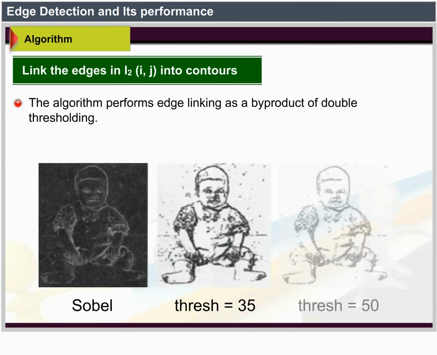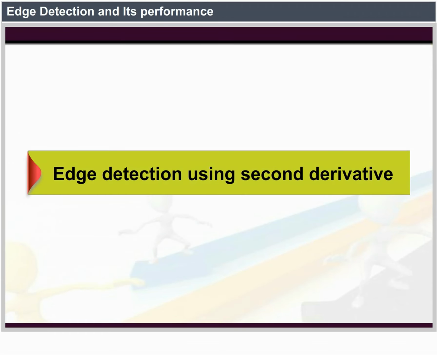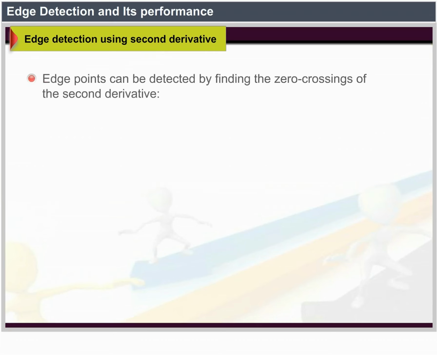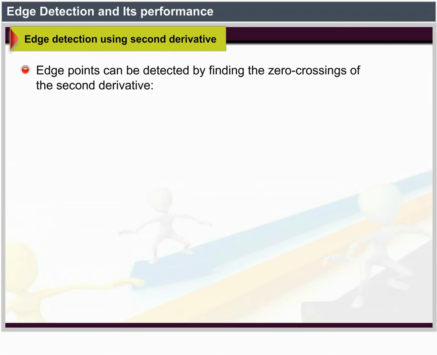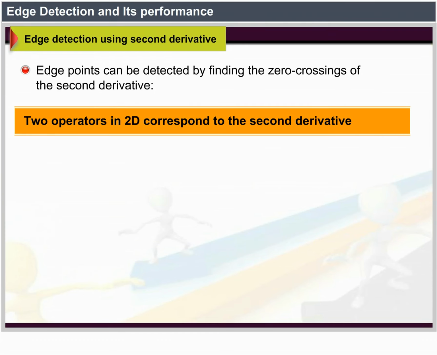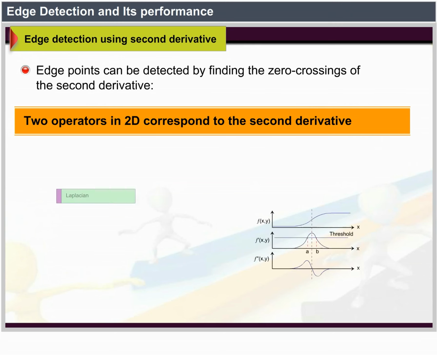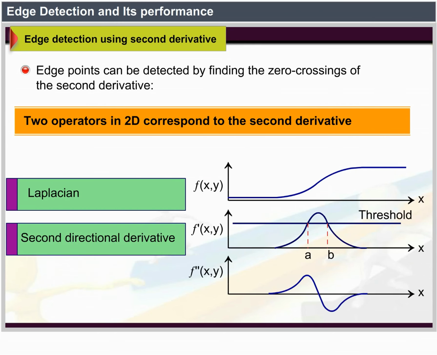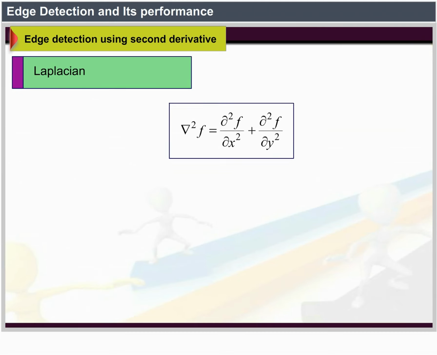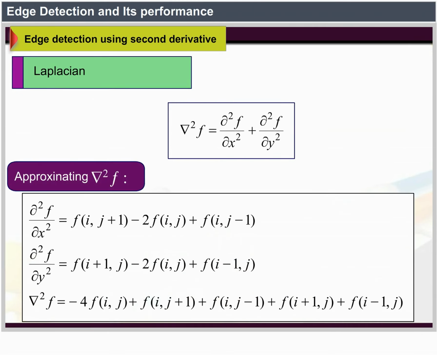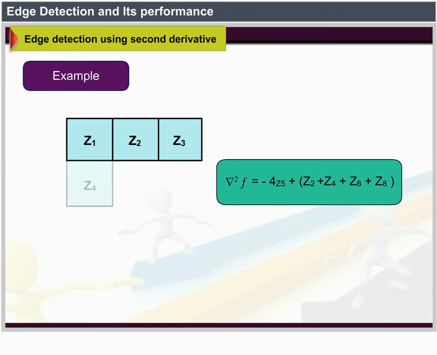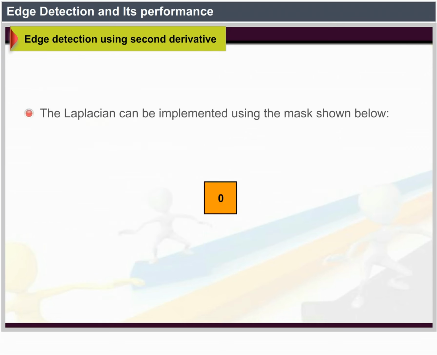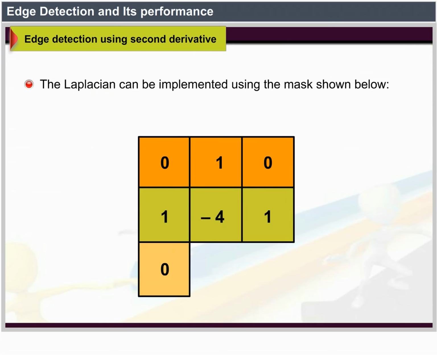Edge detection using second derivative. Edge points can be detected by finding the zero crossings of the second derivative. There are two operators in 2D that correspond to the second derivative: Laplacian and second directional derivative. The Laplacian equations are now seen, followed by an example. The Laplacian can be implemented using the mask shown below. Example.